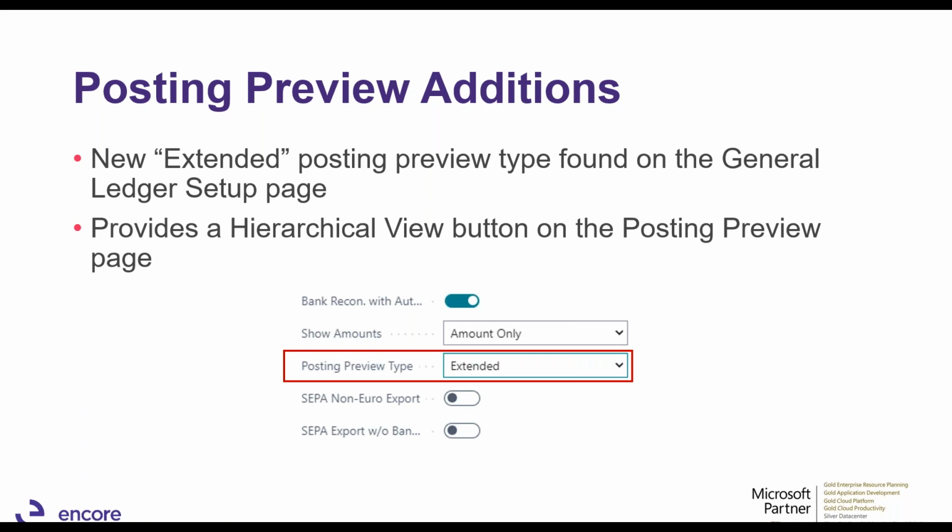Additionally, there are some posting preview additions. There's a new extended posting preview type found on the general ledger setup page. I'll go through a demo of this as well. It is close to the bottom. And this provides a hierarchical view button on the posting preview page. So this is a nice way of organizing things under tabs, which you'll see in the demo.